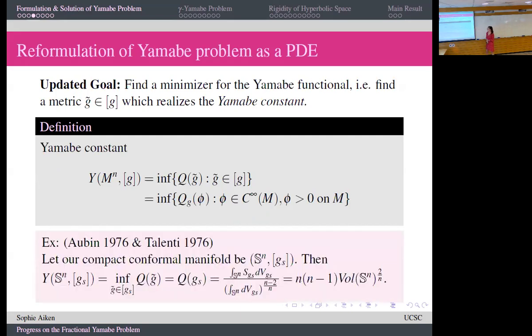In general, it's not easy to know which conformal factor or which conformal metric actually realizes this infimum, but we do have an example here for the standard sphere, where across the conformal class of the standard spherical metric, the standard spherical metric is the one which realizes the infimum, and we get that the Yamabe constant is equal to this factor times the volume to a power.